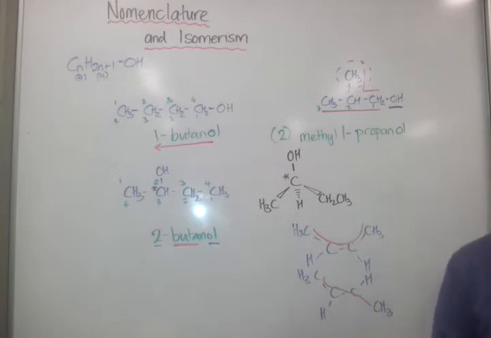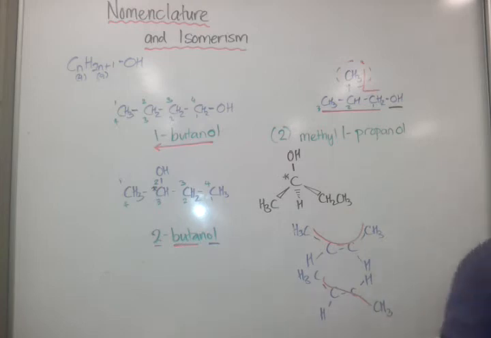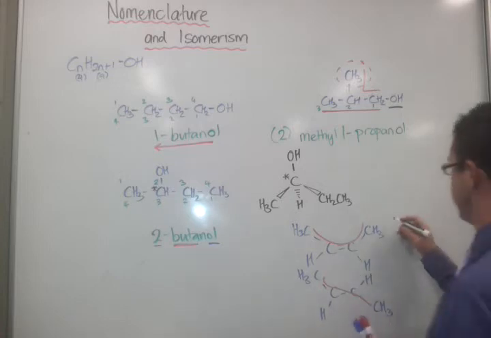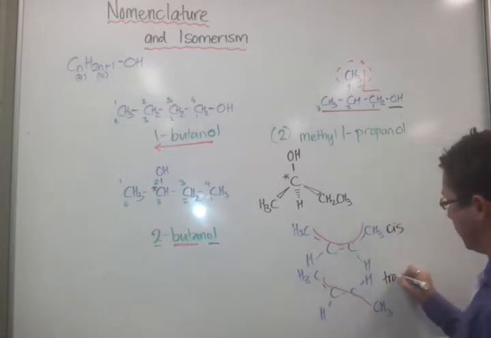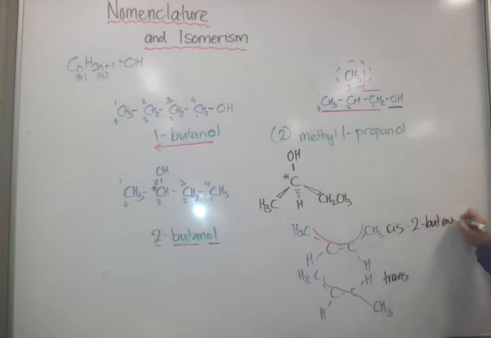You might see Z's and E's when you're looking things up online. That's because Z stands for the German zusammen, which means together. That's a Z. And entgegen, which means opposite, is E. So you might see that. But for your purposes, this is called a cis isomer, and this is called a trans isomer. So this would be called cis-2-butene. That's on the screen. This would be called trans-2-butene.